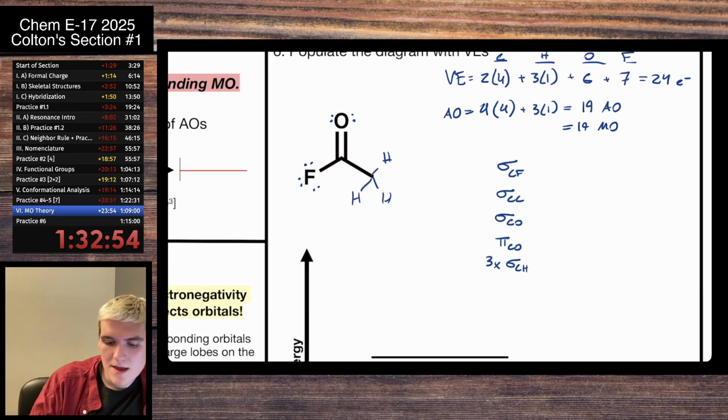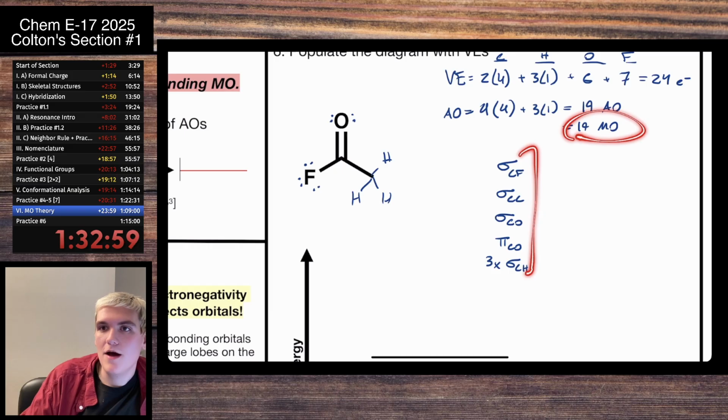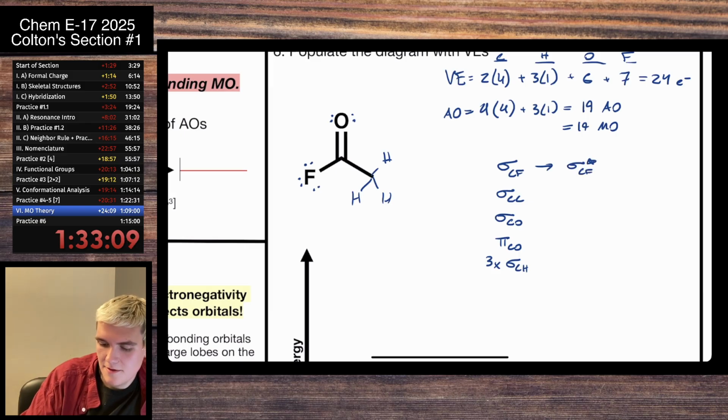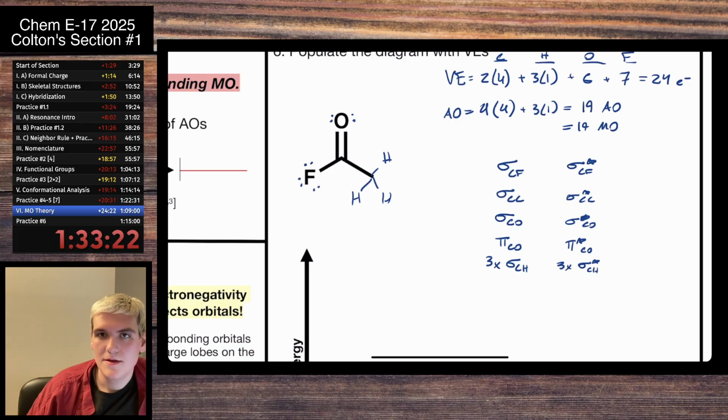I think so. But then if our goal is 19 and we only have 7, we've obviously missed some molecular orbitals. So the first thing that we do after listing the bonds is we know for each bond we have an antibond. So we have a sigma star CF, a sigma star CC, sigma star CO, pi star CO, and 3 sigma star CH. Okay. So that gets us closer.